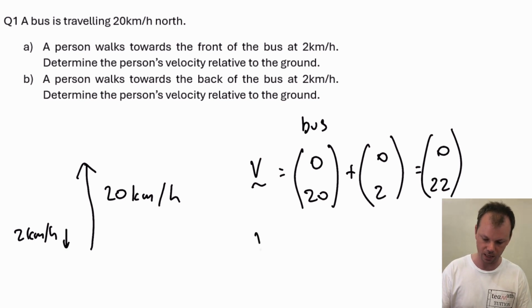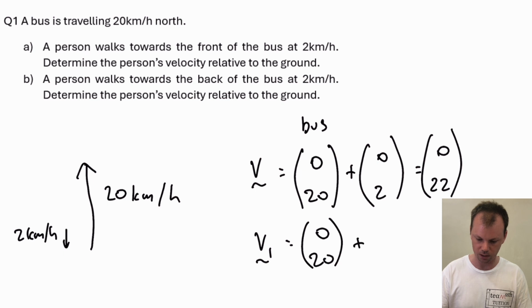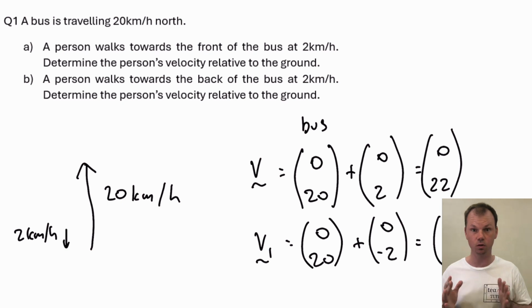So for part B, we've got the bus's speed and the speed of the person relative to the bus, and they're moving 18 kilometers per hour. They're still traveling north with the bus, but they're not going as fast while they're walking.